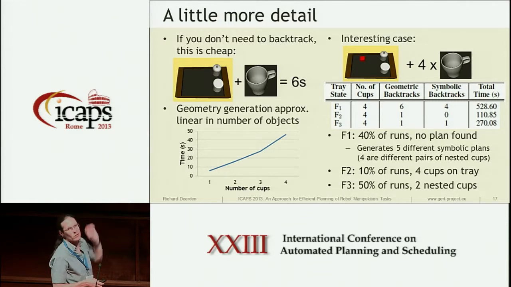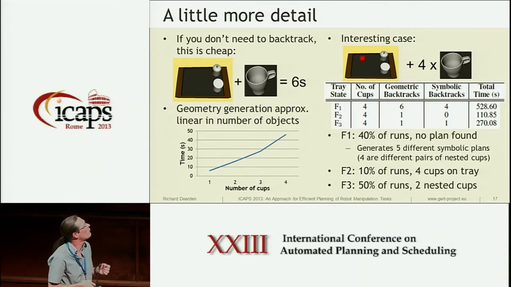So these are in situations where there's no backtracking. So you just generate a single solution that works. The one other interesting case I wanted to pull out is this top one where we've got a cluttered tray, we're trying to add 4 cups to it, and we actually get 3 different outcomes.